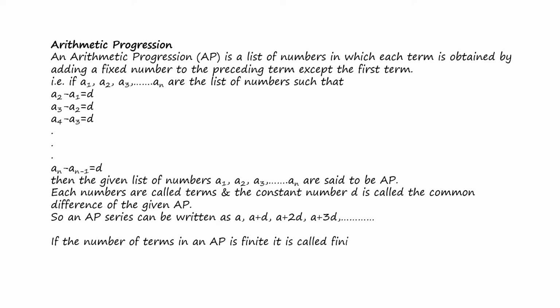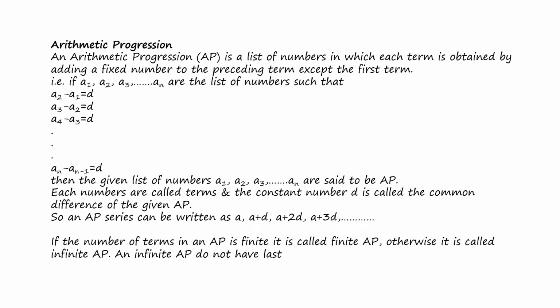If the number of terms in an AP is finite, then it is called a finite AP. Otherwise, it is called an infinite AP. So, an infinite AP does not have a last term.